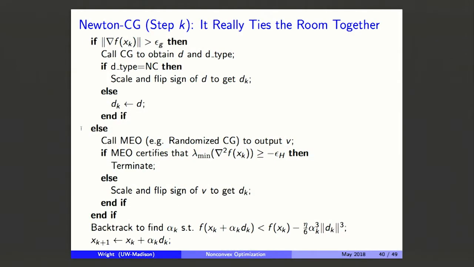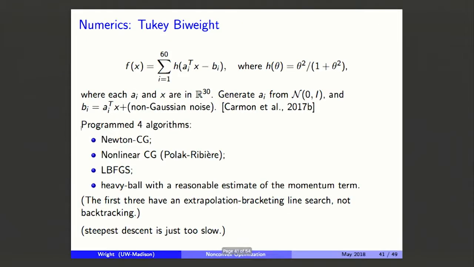So here's the algorithm that ties it all together. It's very, very simple and actually related to that two-slide algorithm that I had earlier. That is, if your gradient is above a certain threshold, you try to do a damped Newton step, and you come out with either an approximate damped Newton step or a negative curvature direction. If the gradient is below that threshold, you just call a minimum eigenvalue oracle and look explicitly for a negative curvature direction. That's it, okay? And then you just do a backtracking line search along whatever direction comes out of that.